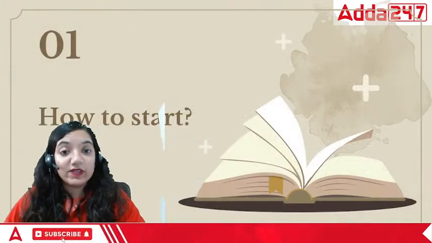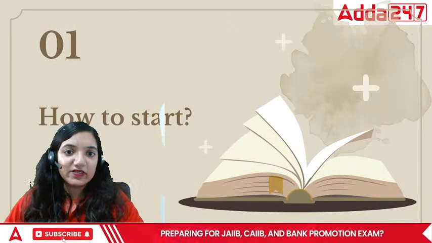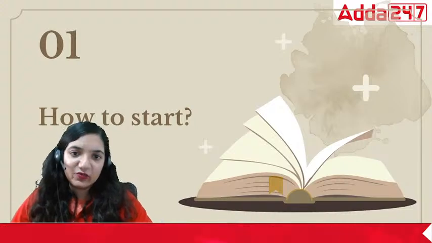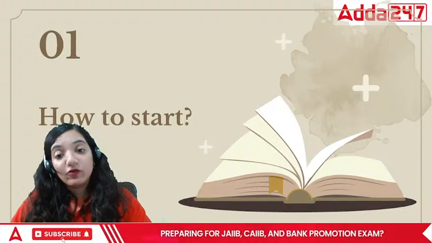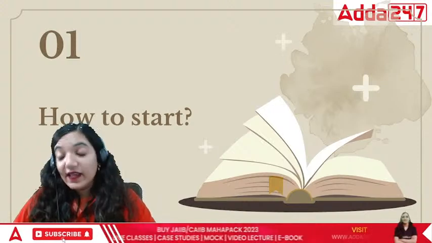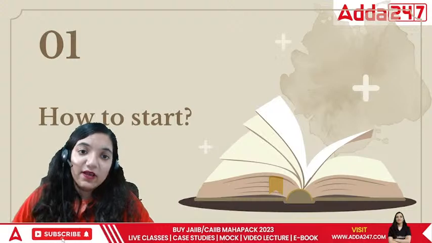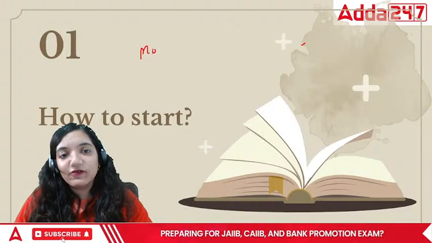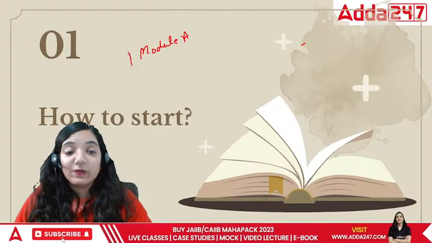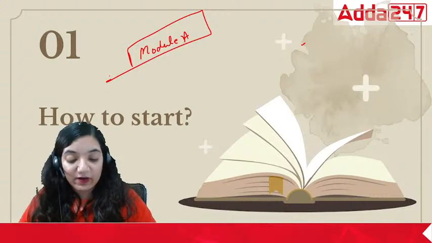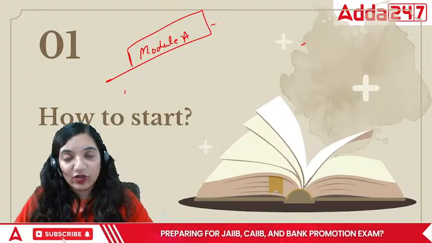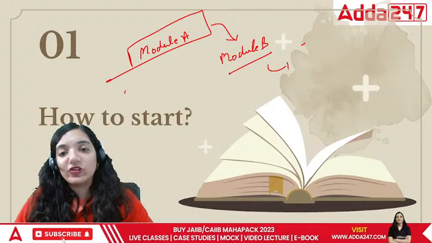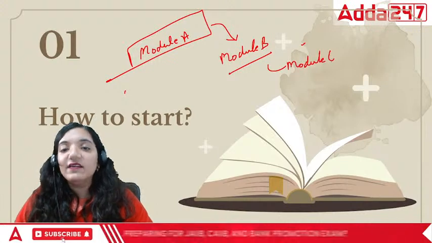The first and most important question that comes up in the minds of the bankers is how to start. It's a very genuine problem that people face: how should we begin our studies? When we talk about how to start, this means from where we should start. Thankfully, with the new syllabus, the modules themselves are arranged that way. Module A is the first module from where you should begin, especially for those from a non-commerce background. First you look at module A, then move towards module B, then module C, and then D.